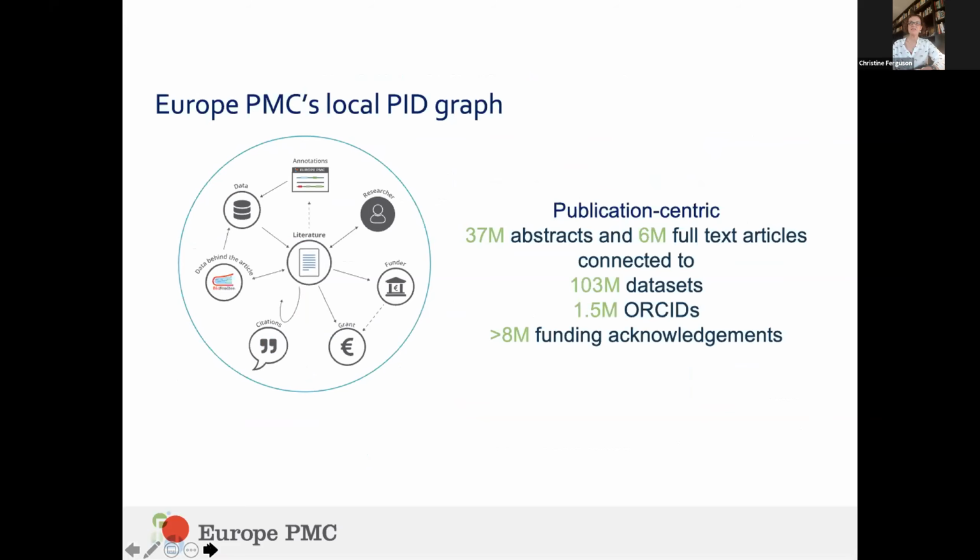Europe PMC indexes 37 million abstracts and more than 6 million full text articles. And the records here have been enriched by providing links to 103 million data sets. So you can see those data related icons in the top left quadrant. 1.5 million researcher or ORCID IDs for researchers, and more than 8 million funding acknowledgements. So that's bottom right.